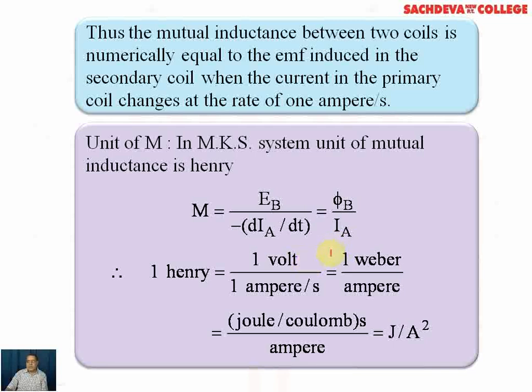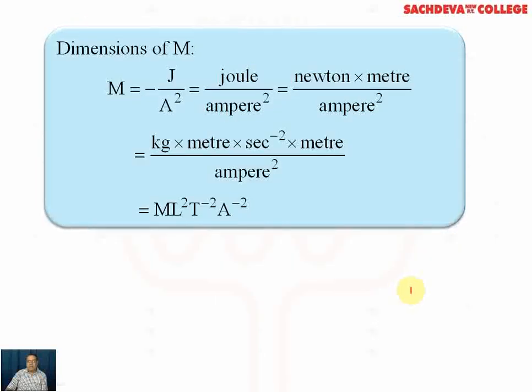So, by computing the dimensions of Weber, you will remember Weber can be estimated by the function phi is equal to BA cos theta. Using these dimensions, we come to the conclusion that it is joule per ampere squared. The joule will be the product of Newton and meter.